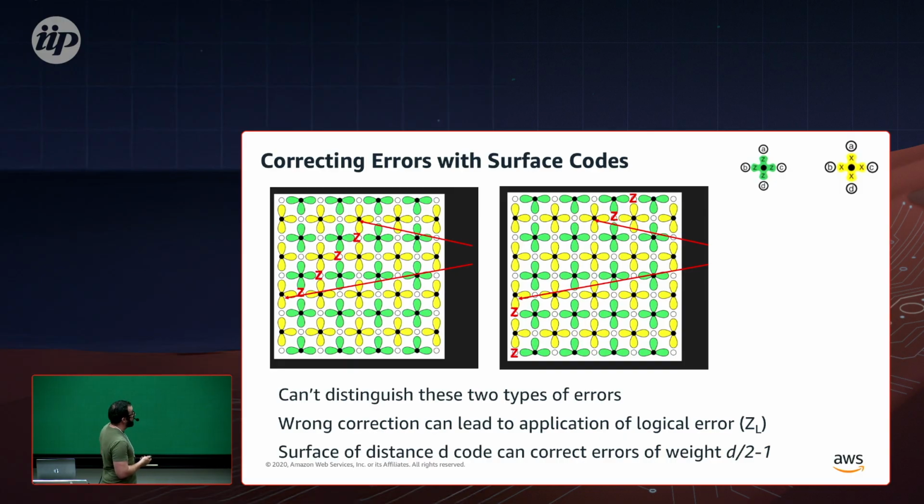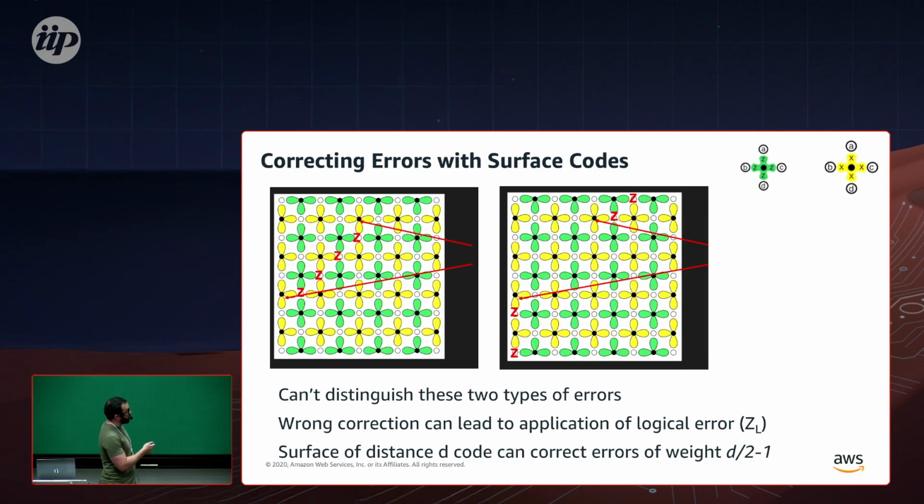And actually, if you had this one but you think you had the other one, and you try to apply a correction, now you apply Z here and now you have a closed string of Z's. And I told you that a closed string of Z's, topologically non-trivial, is a logical Z. So now you have corrupted your logical qubits. You have introduced a logical error. So this means that a wrong correction can lead to application of a logical Z, or logical X in the case of X errors. And what tells you when you are in this danger case? Well, this is when the error is of weight, right?